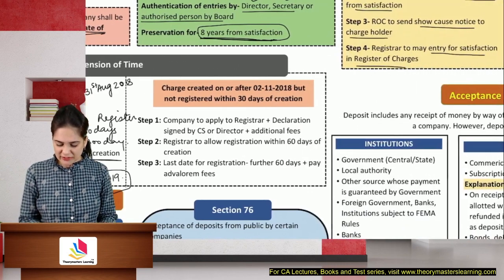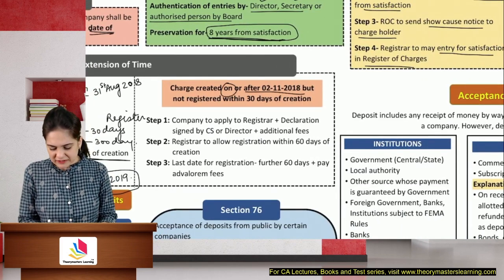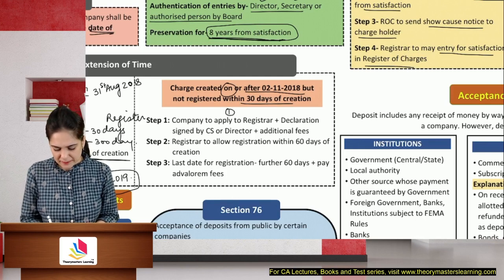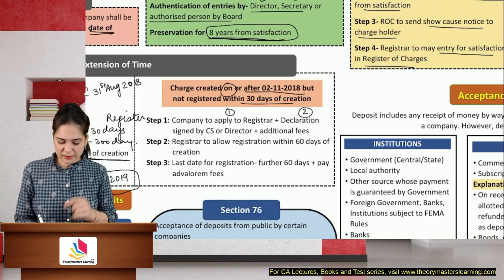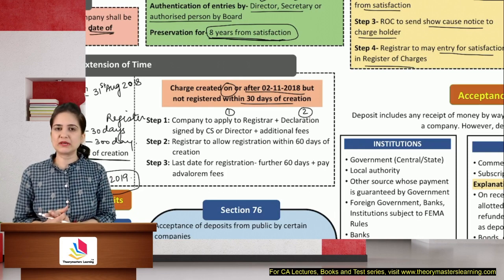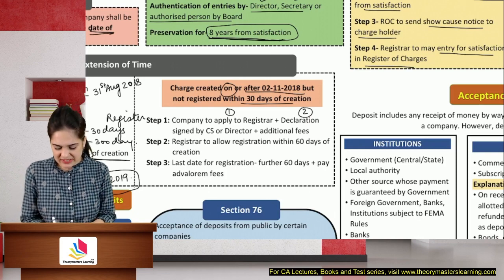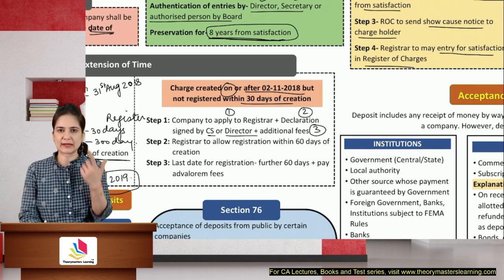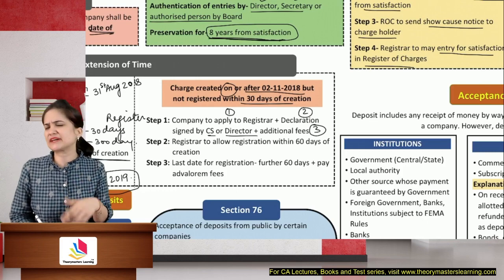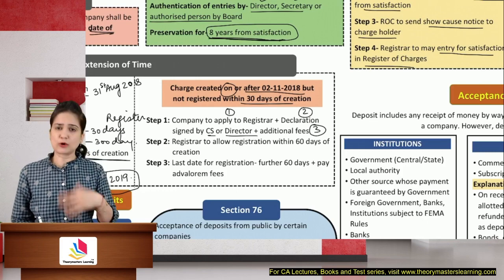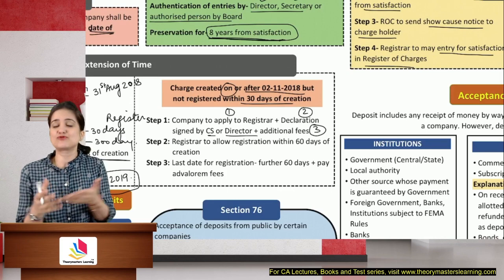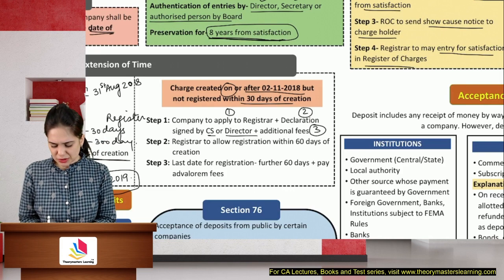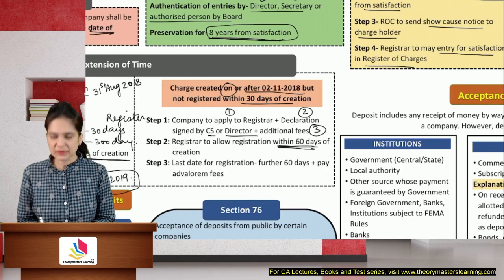But what if the charge is created either on or after 2nd November, but it is not registered within 30 days? Then the company will apply to the ROC. A declaration will also be filed with the ROC, signed by the company secretary or director, along with the additional fees, giving reasons as to why we were not able to register the charge within 30 days, seeking further extension. So ROC will grant extension within 60 days from creation of charge.